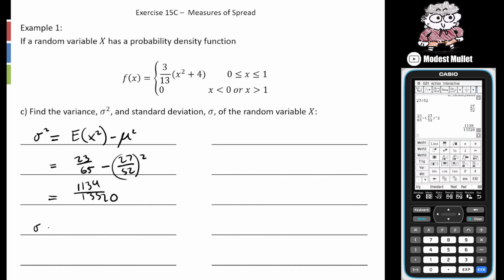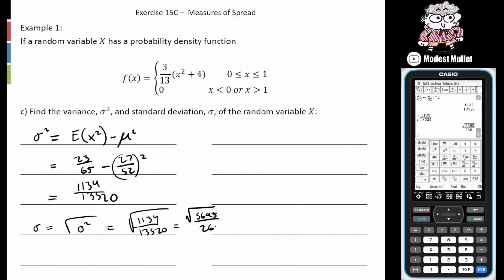So our standard deviation is going to, of course, be equal to the square root of the variance. So that is equal to the square root of 1139 on 13520, which somewhat simplifies.